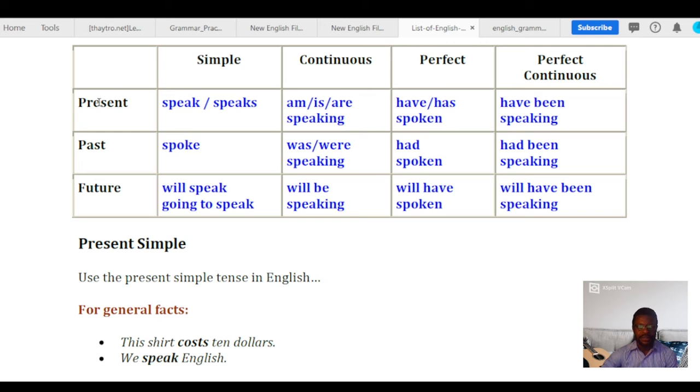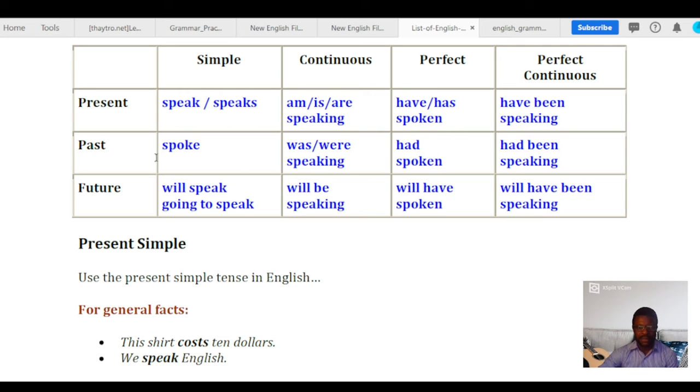So, look at where we are. We're here, simple present. We've been trying to look at the difference between the simple present and present continuous. And I know maybe in the past, your teacher must have taught you about simple past, but I'm still going to delve into it. Also future, will speak, going to speak. But I will take my time. That's where we are now.